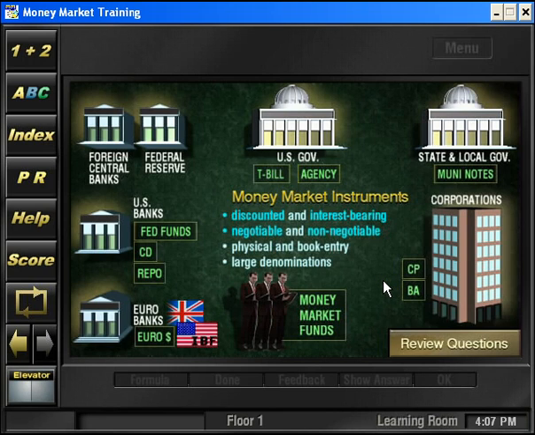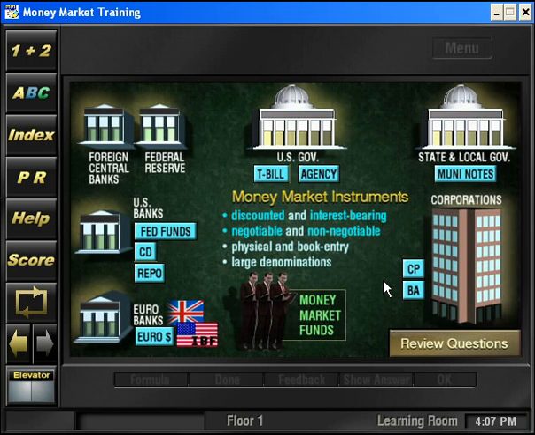The money market's instruments come in a variety of forms. Some are interest-bearing and some are discounted. Some are negotiable securities and some are not. Some are actual physical securities, while others exist only in book entry form. In almost all cases, however, denominations are large. The money market is truly a wholesale market.